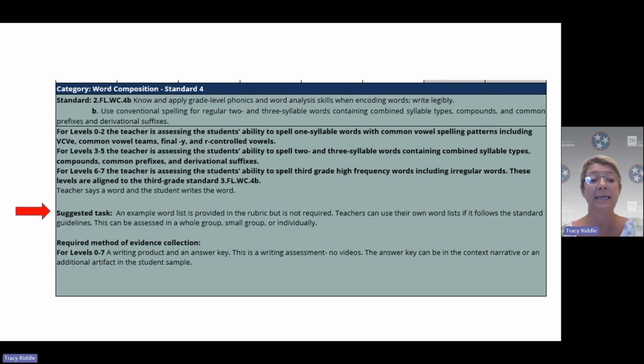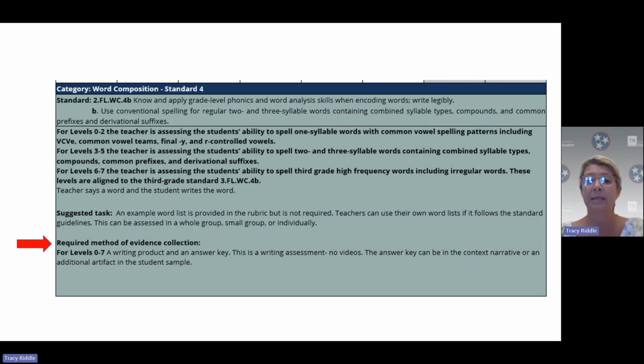Because this is a spelling assessment, a writing product is required for each of the levels, 0 through 7. If you do not use the word list that's provided in the rubric, you must include an answer key. You can put your answer key in your context narrative, or you can upload it as an additional artifact with your student samples. This is a writing assessment, the student's ability to spell words. There should be no videos submitted for evidence for this standard.